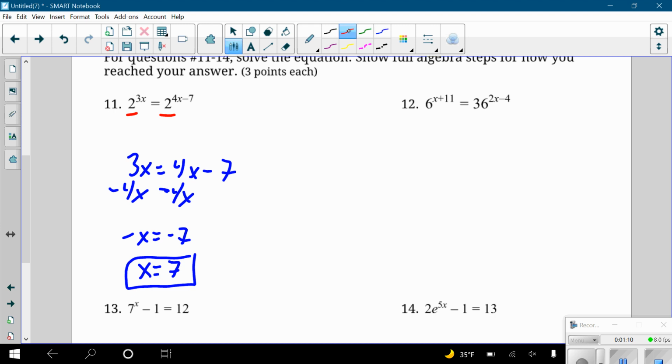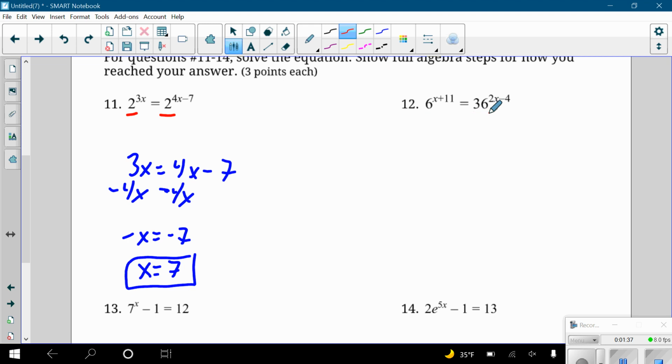12 is a little trickier. I have exponentials on both sides. I have x's on both sides. So I want the bases to be the same and kind of do it like I did number 11. But the problem is the bases are different. One's 6, the other one's 36. Now, the nice thing is, those aren't like random numbers. It's not like 12 and 91 or 3 and 17. Those numbers have something to do with each other. There's a connection between the bases.